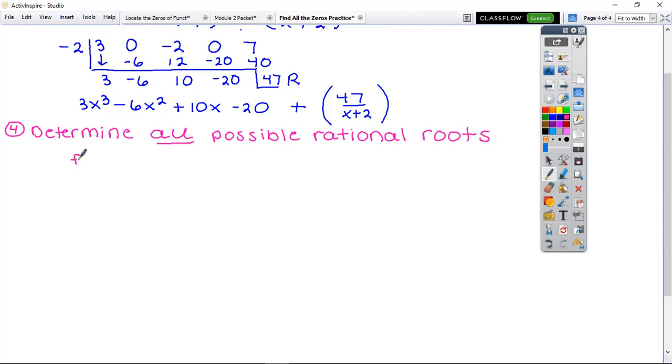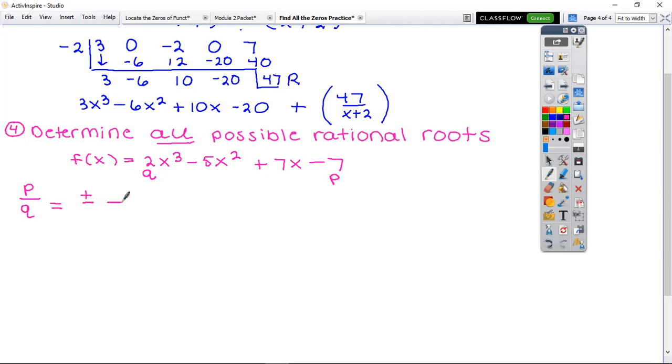And your function is f of x equal to 2x cubed minus 5x squared, that's a 5, sorry, plus 7x minus 7. So this is going to be your p over your q. Remember that the constant represents p. The coefficient of the leading term represents q. So p over q, plus and minus.